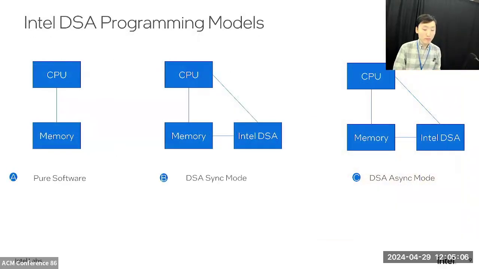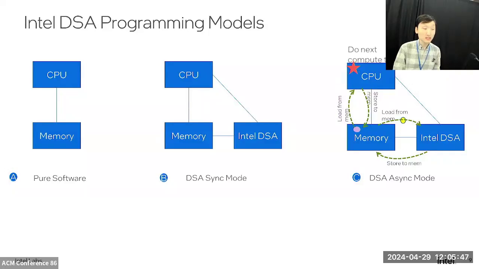DSA exposes two programming models to the software user. So let's first see the pure software. In software, you have to issue instructions to load from or store to the memory, and then start the next task. So with DSA sync mode, the CPU can simply submit the descriptor to the DSA hardware, and while waiting for the DSA to complete the task, the CPU keeps idle or just enters some low power state. The CPU can move on to the next task upon the completion of the DSA task, which can be notified by interrupt or polling.